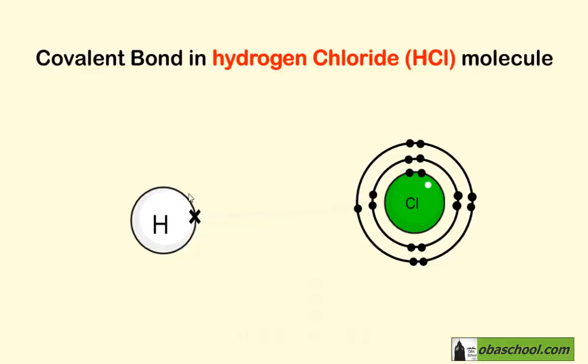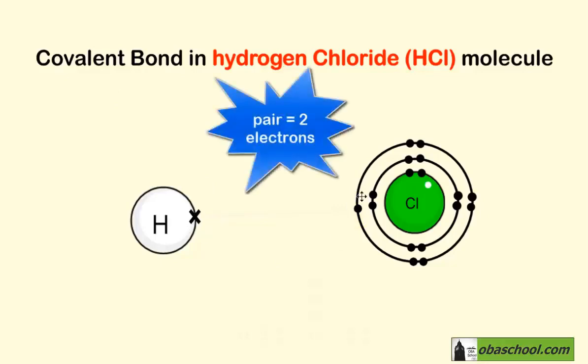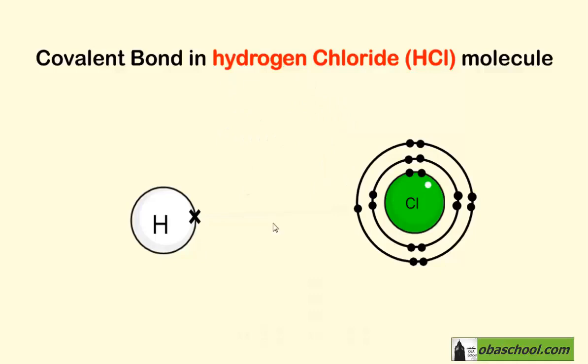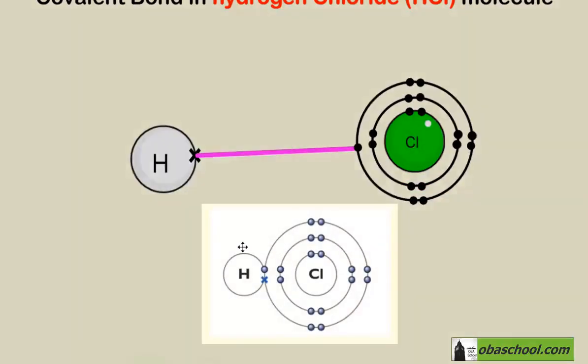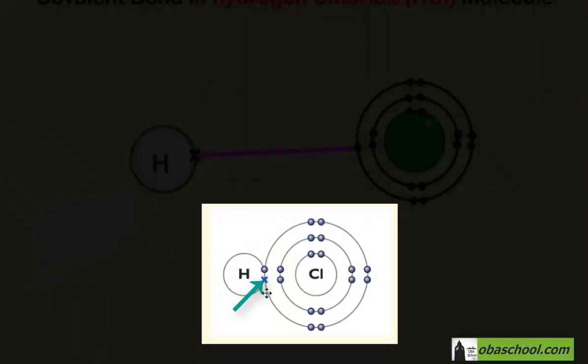Hydrogen and chlorine will form a covalent bond, since hydrogen needs 1 more electron to make a pair of electrons, and the same for chlorine as well. Therefore, chlorine and hydrogen will share electrons, attraction will occur between the 2 atoms, and they will share a pair of electrons. As you see, there is 1 electron from hydrogen and 1 electron from chlorine. This pair of electrons forms the covalent bond between hydrogen and chlorine.